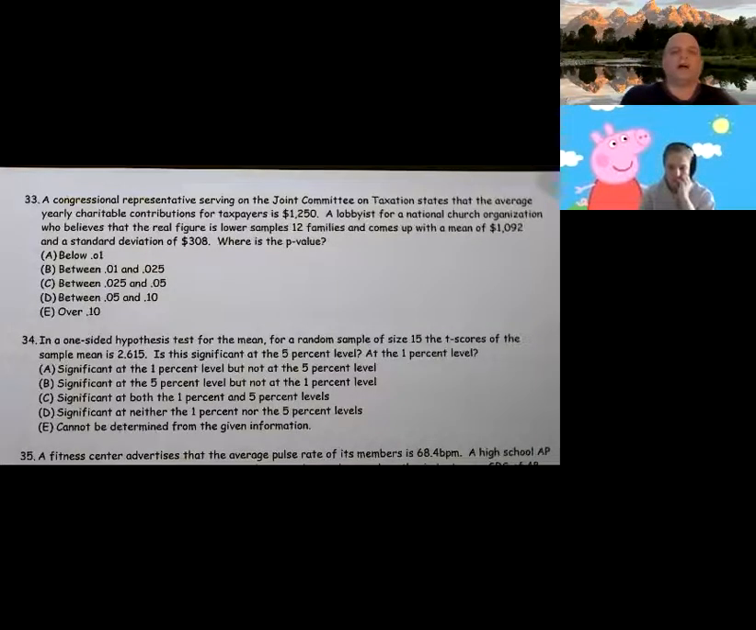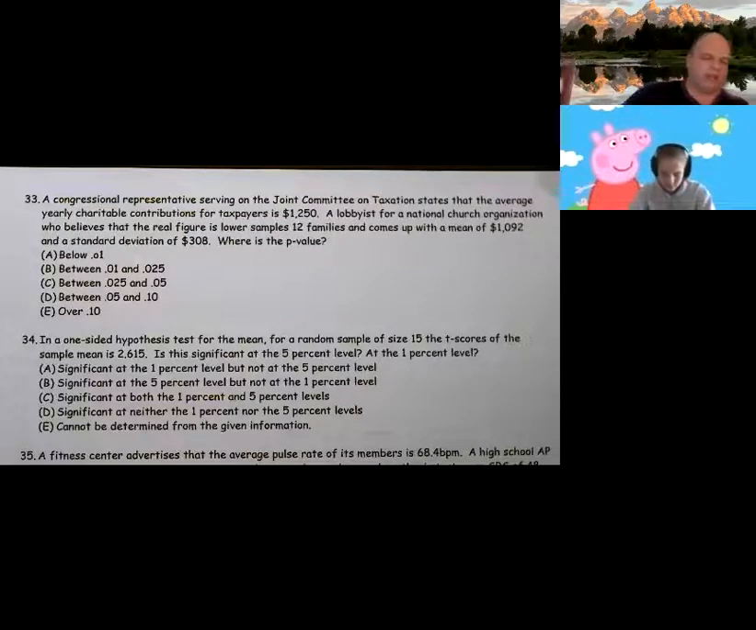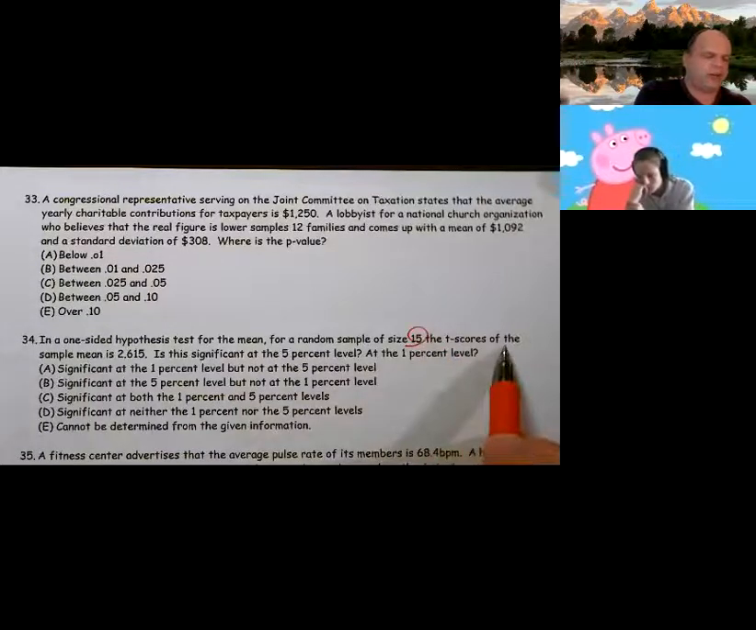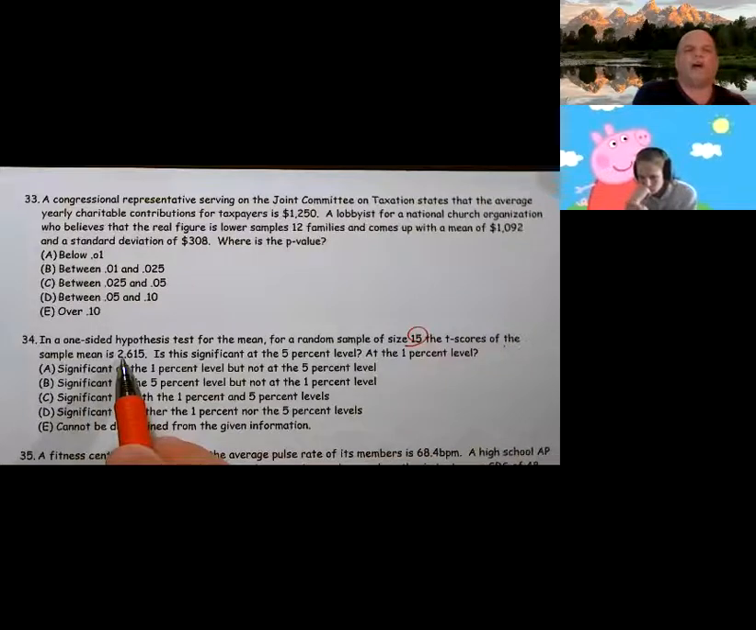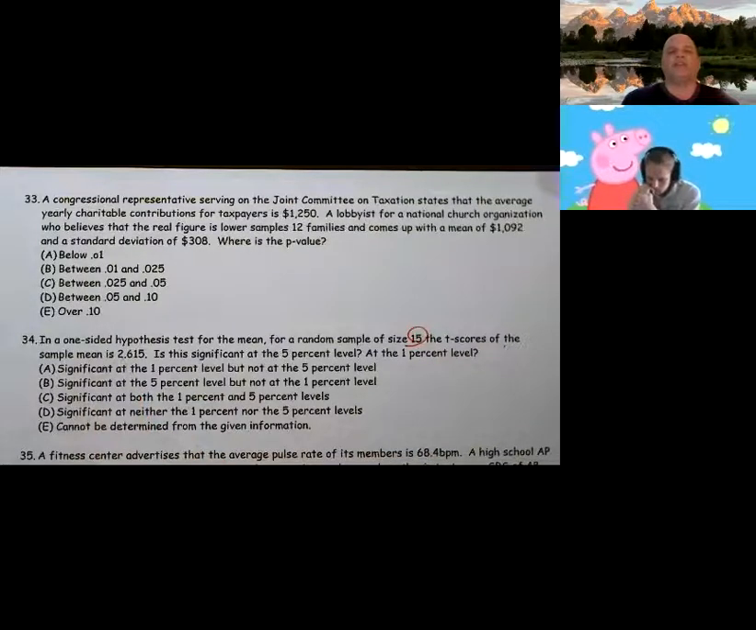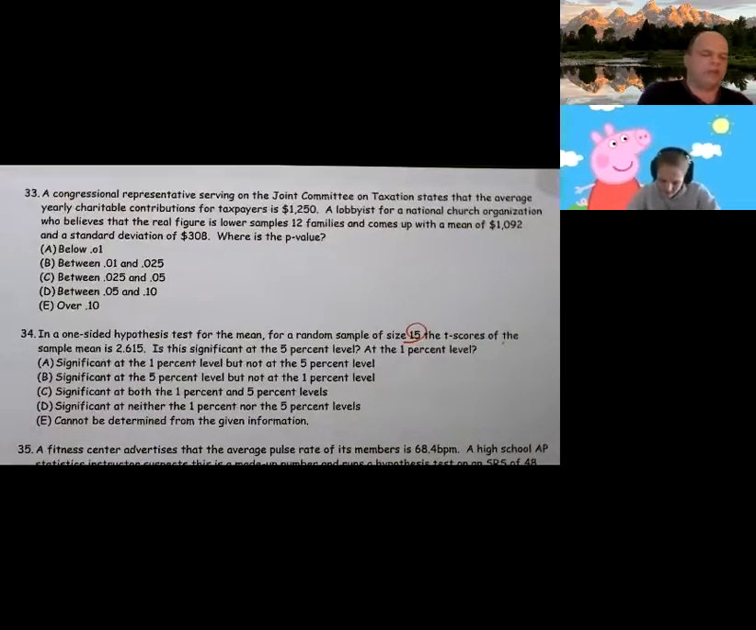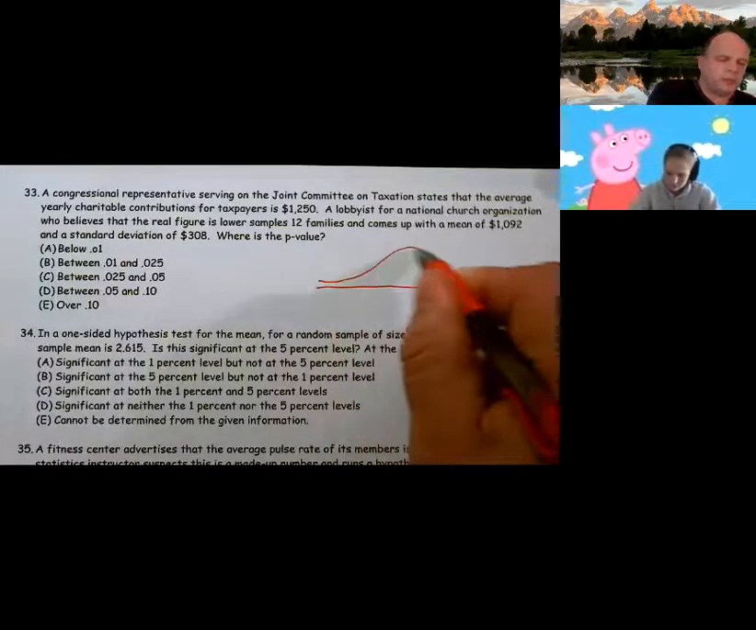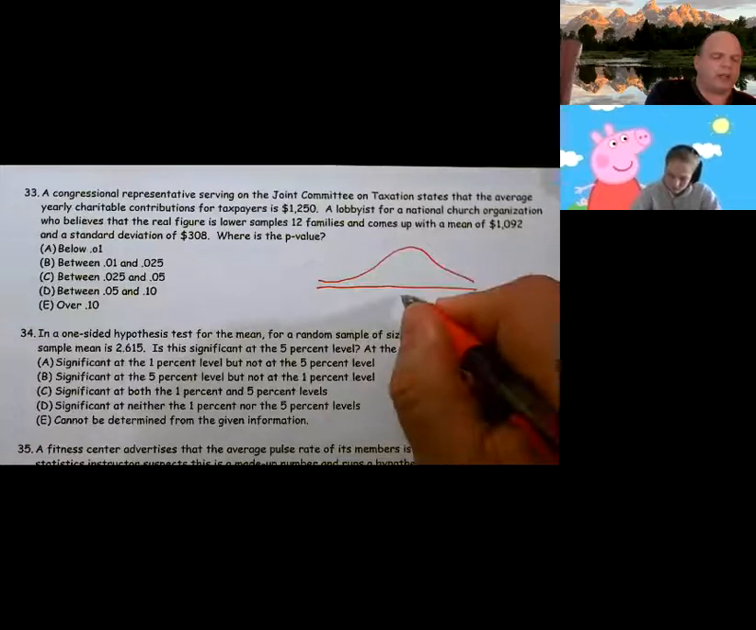In a one-sided hypothesis test, this is number 34, in a one-sided hypothesis test for the mean for a random sample of size 15, the t-score of the sample mean is 2.615. Is this significant at the 5% level, at the 1% level? This is a great question. This is one that stumps people because they forget about a part of the calculator.